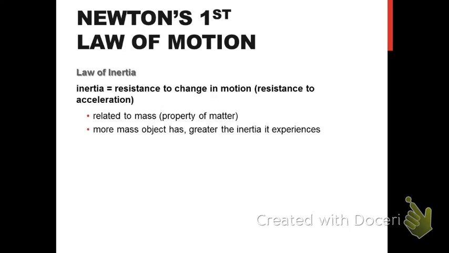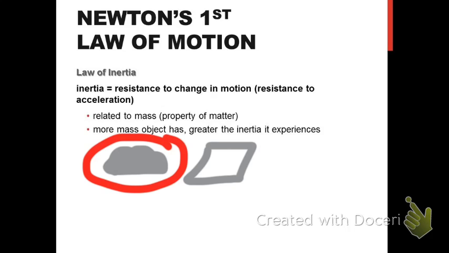So let's say, for instance, I have a rock sitting on a desk, and I also have a piece of paper sitting on a desk. It will be more difficult to move the rock because the rock has more mass than the piece of paper, and inertia is directly related to mass. So if I'm trying to move these two objects, the rock will be more difficult to move than the piece of paper because the rock has more inertia than the piece of paper.